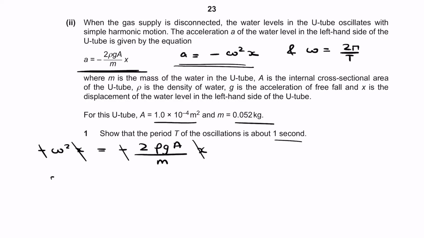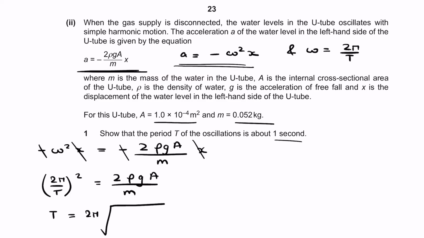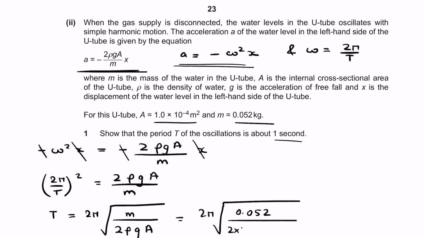Omega squared is (2 pi over T) squared, and putting everything in a tidy form, if I flip the sides and take the square root appropriately, cutting through some steps, I'm going to end up getting T equals 2 pi times the square root of m over 2 rho g A. Once I put in all the numbers I am given, m is the mass, 0.052, over 2 times 1000 times 9.81 times the area, which is thankfully in meters squared, 10 to the minus 4, I end up getting a value of 1.02 seconds. That's about 1 second.